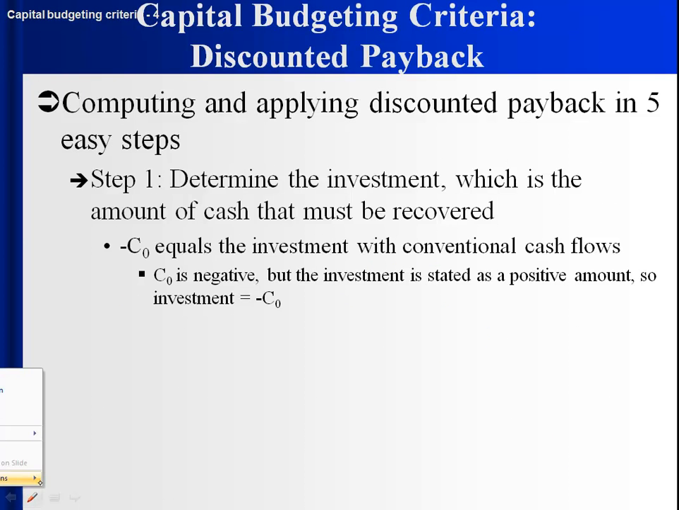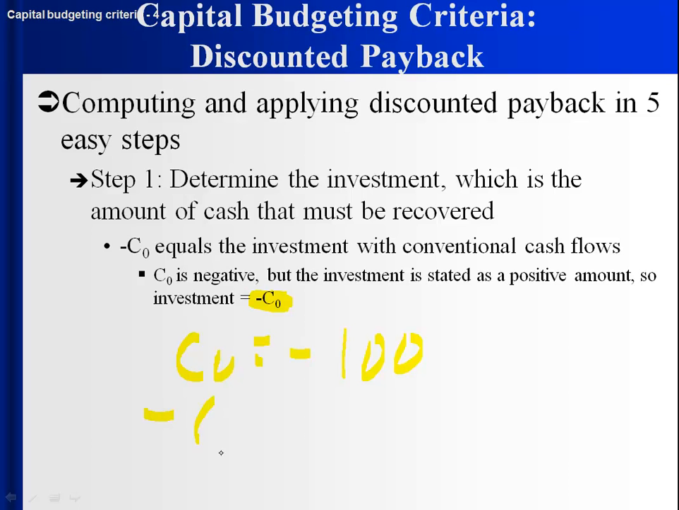So we have essentially the same 5 steps with discounted payback as we did with regular payback. The first step: figure out the investment. C0 is going to be negative, so the investment is the opposite of C0. At the beginning of the project, you have to lay out $100. So the cash flow at time 0 is negative 100, so C0 equals negative 100. The opposite of C0 is 100, and that's how much needs to be recovered.